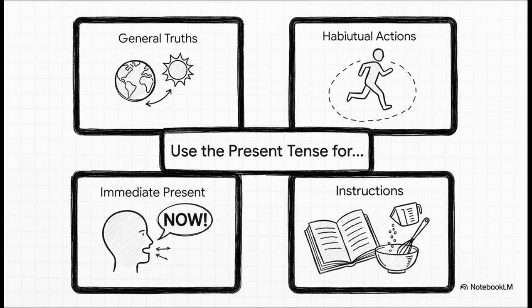You'll see this tense everywhere. We use it for big general facts, right? Like the earth revolves around the sun. That's not going to change. We also use it for habits, like Neha goes for a walk in the evening. And it's even for giving instructions, like when a recipe says, take 2 equal quantities of sugar.